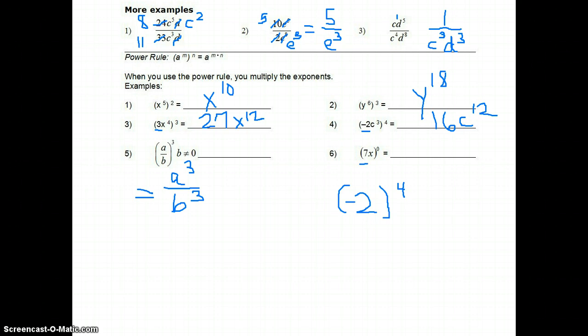The last example is a special case. The zero exponent law tells you anything raised to a zero power except 0 itself is automatically 1. So 7x, both being raised to the 0 power, is just 1.